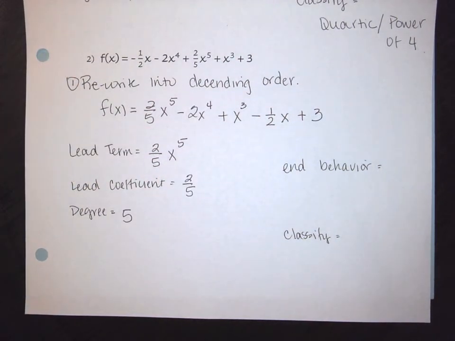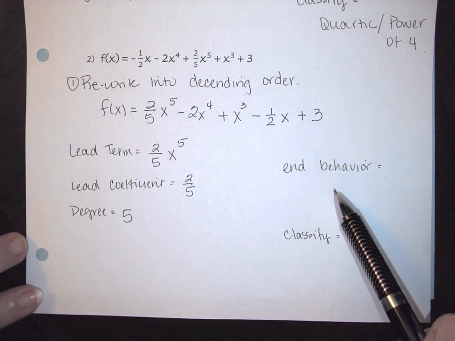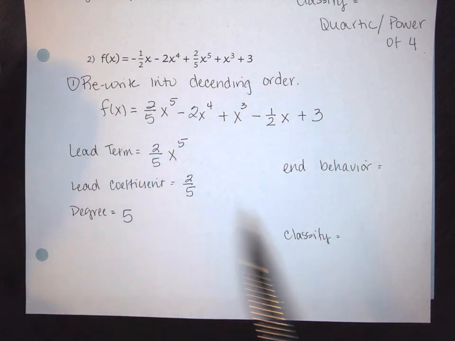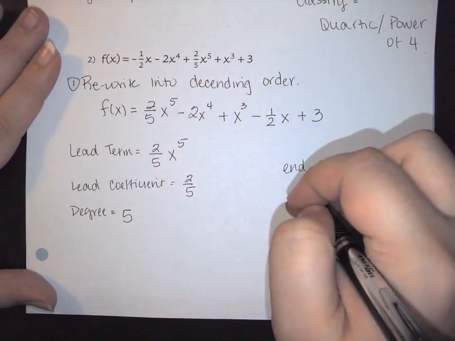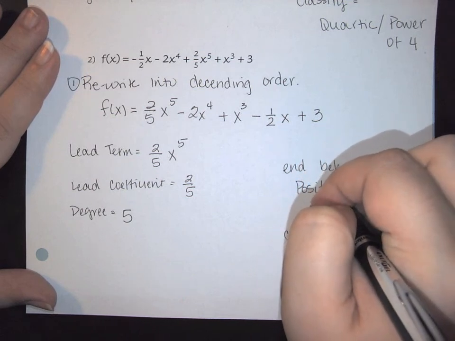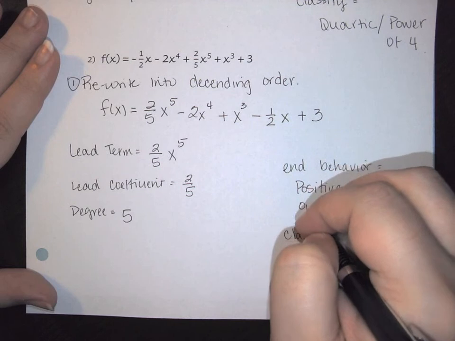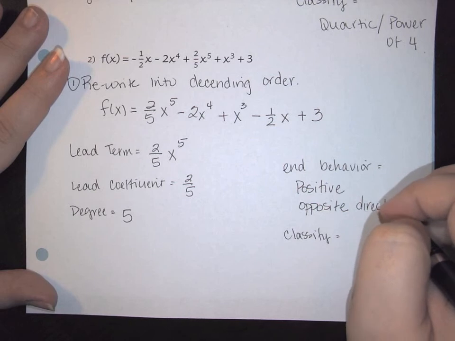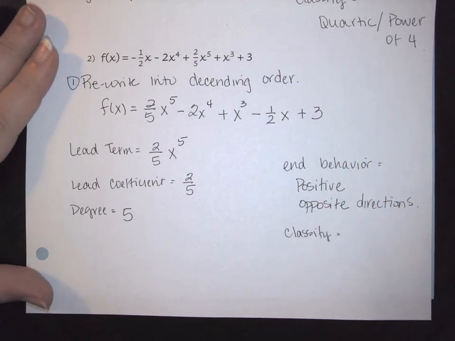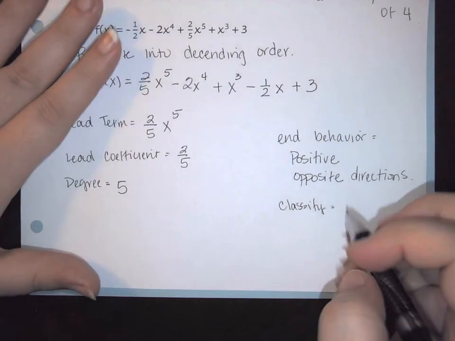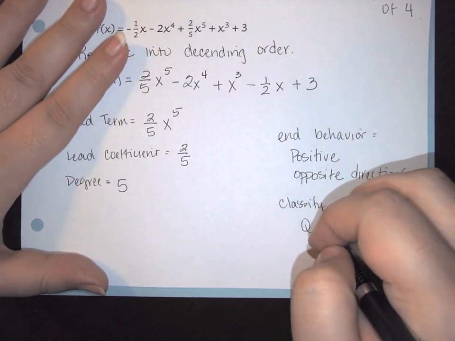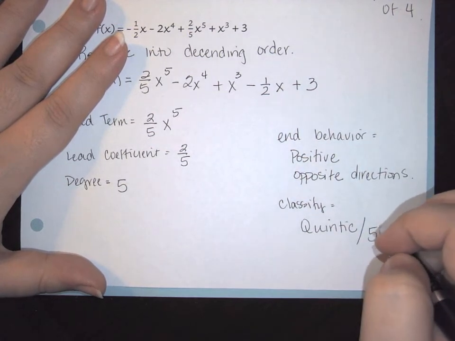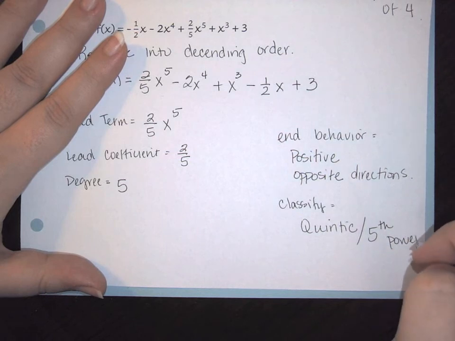Now in this case, my end behavior is going to be odd, and the reason it's odd is that my degree is odd, and if we look at this first term, it's positive. So here we are looking at a positive function where we have opposite directions. Lastly, we have to classify it. There's a couple ways we can do it. We can call this one a quintic, or we can call it the 5th power, or power of 5.